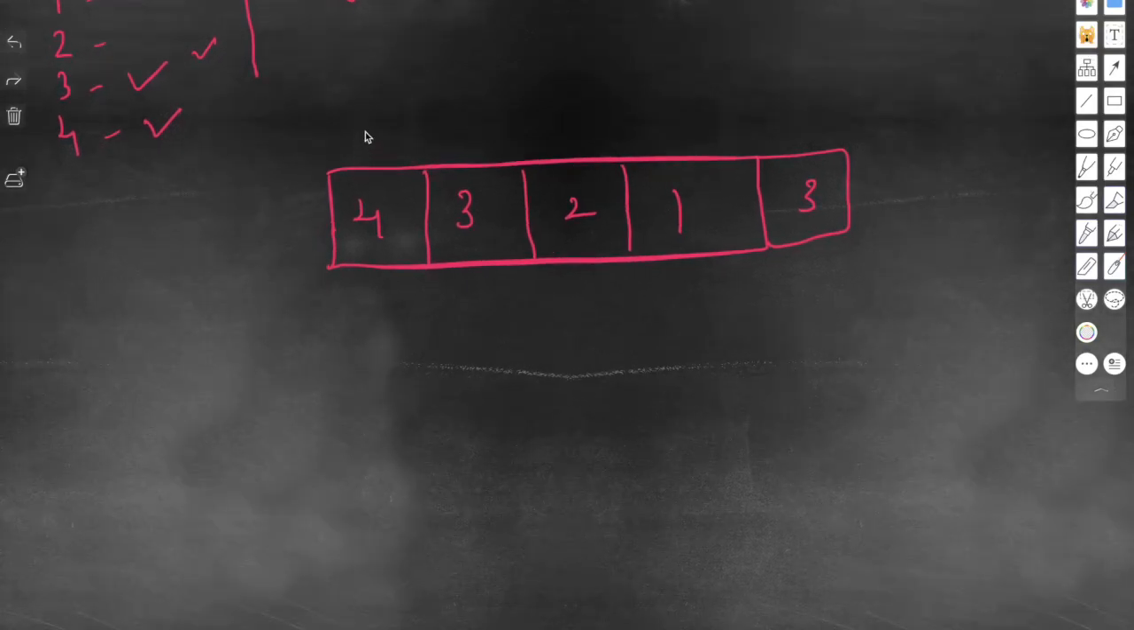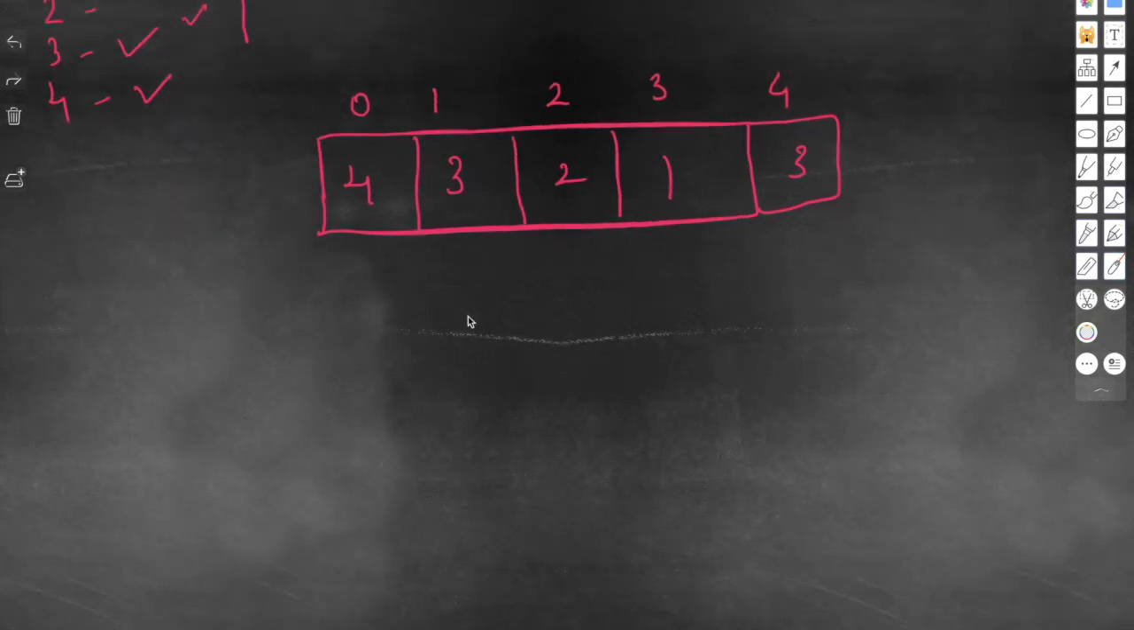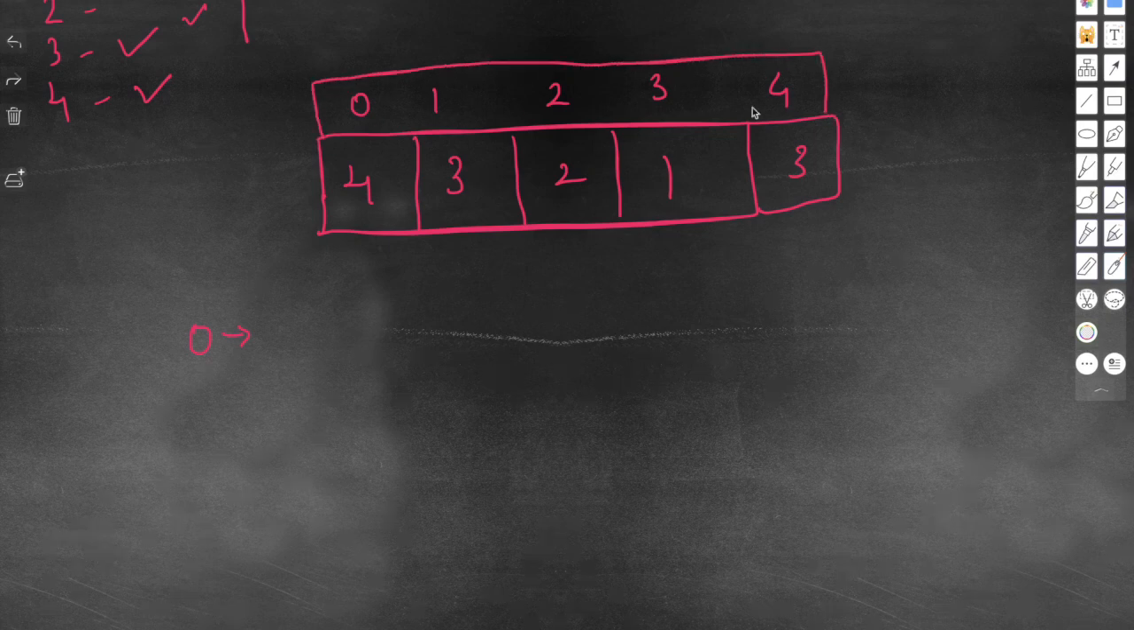Okay, fine. We'll start with 0. At 0, what is the value? That is 4. Okay, value is 4. As I told you, this is going to be my hash map keys. Index values are going to be hash map keys.